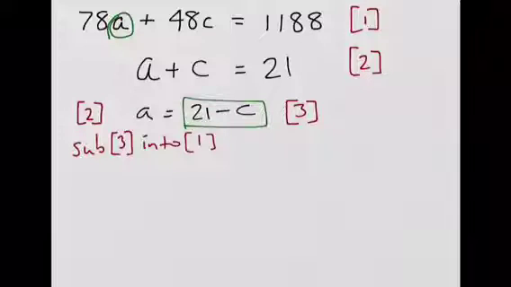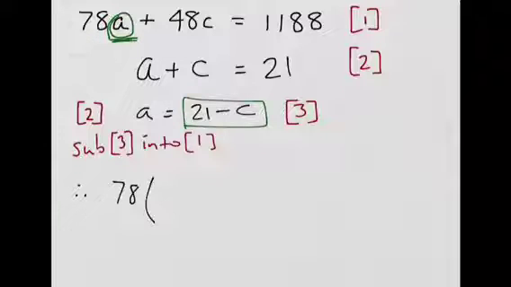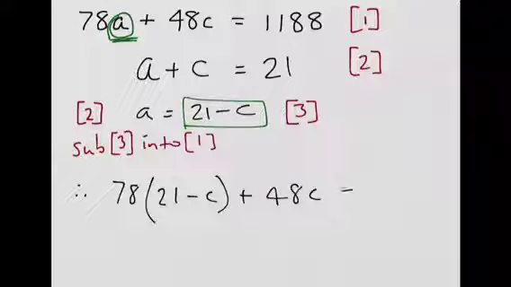As I've circled up here in green, we're going to use equation 1. We got that A equals 21 minus C, and we're going to sub that into equation 1. We can't really sub that back into equation 2, because if you do that and collect your like terms, you'll just end up with 0 equals 0, which doesn't give us anything. So we sub 3 into 1: 78 times A, which is 21 minus C, plus 48C equals 1188.